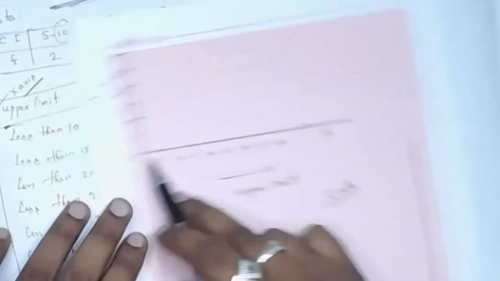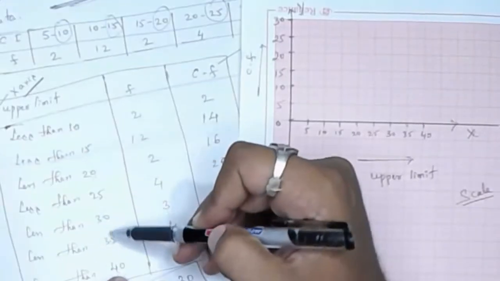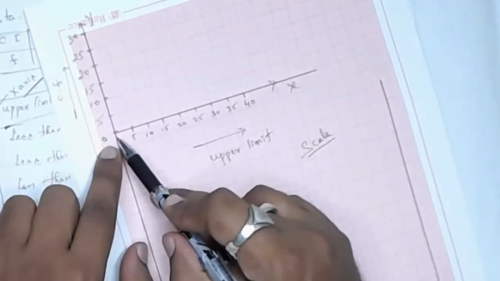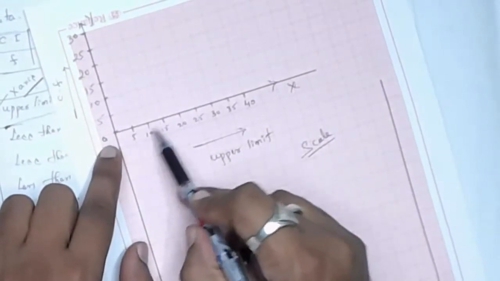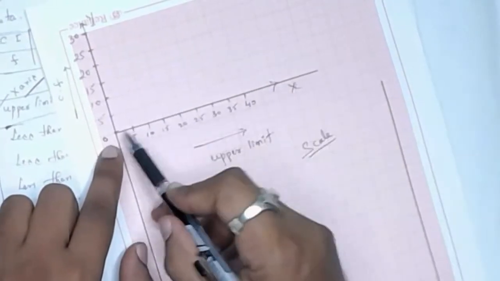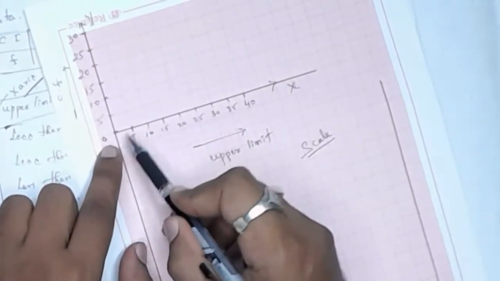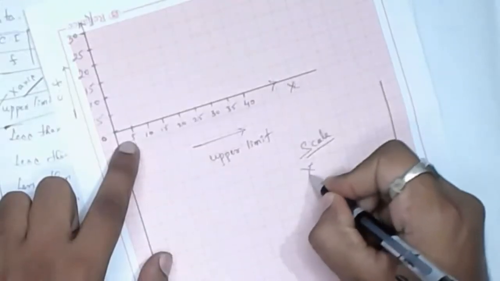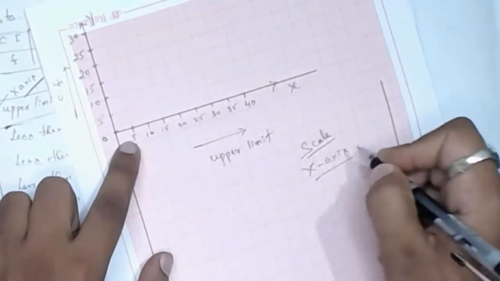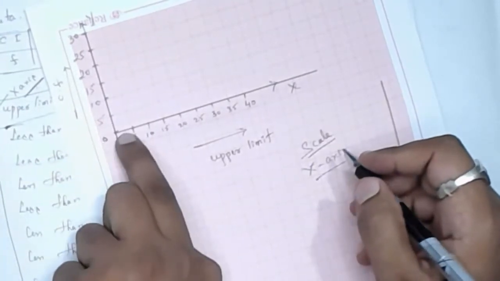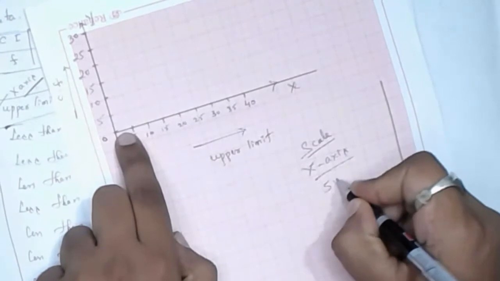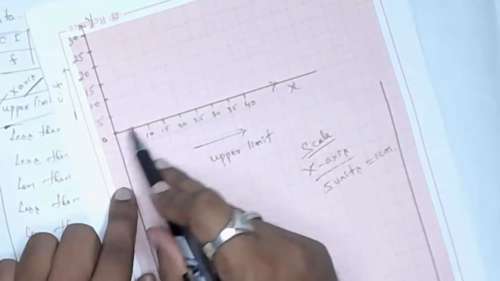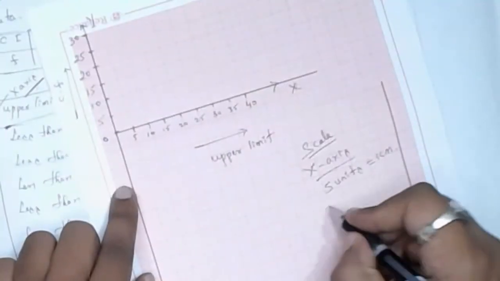See, these all are called units: 10, 15, 20, 25, 30, 35. 0 to 5 is a unit actually, 5 to 10 is a unit. But in scale, from here to here it is 1 centimeter. It means from 0 to 5 is 5 units, right? We are assuming on the x-axis that 5 units equals 1 centimeter. We are taking these 5 units as 1 centimeter.